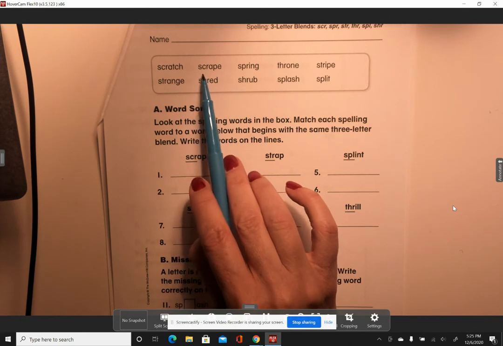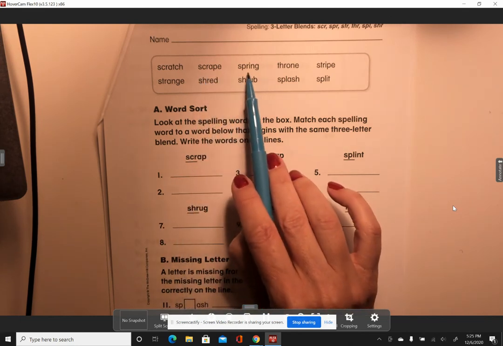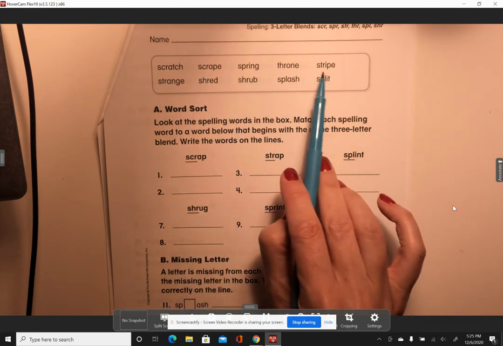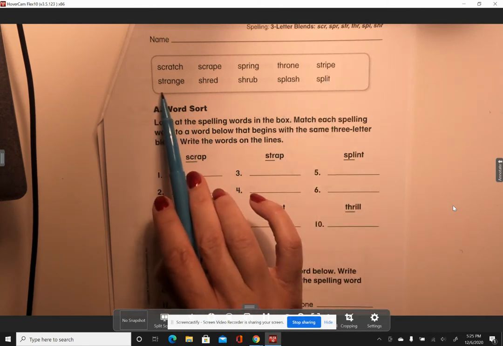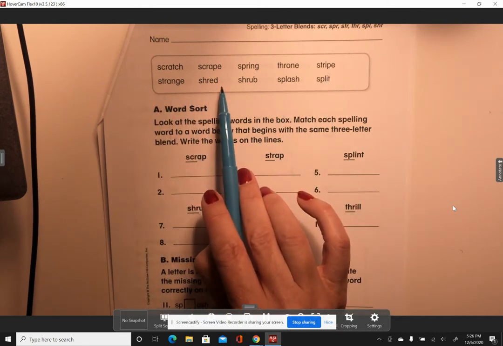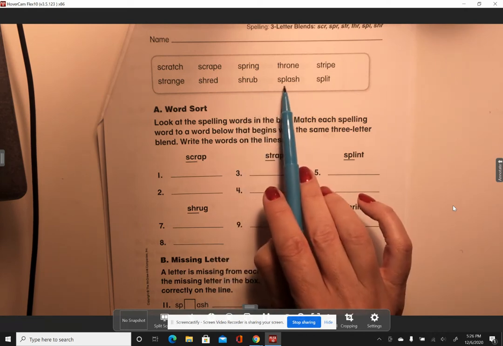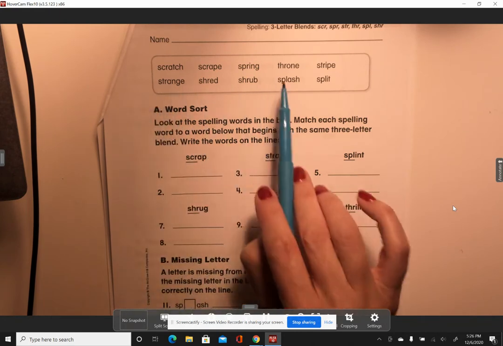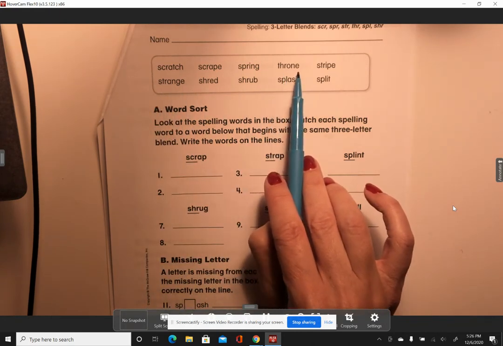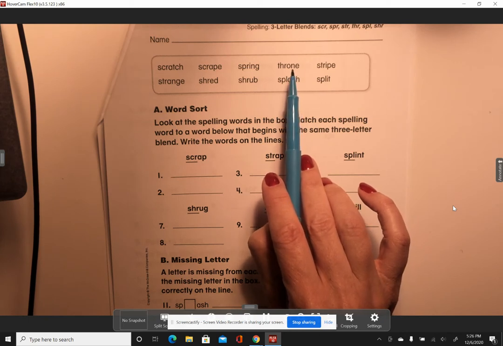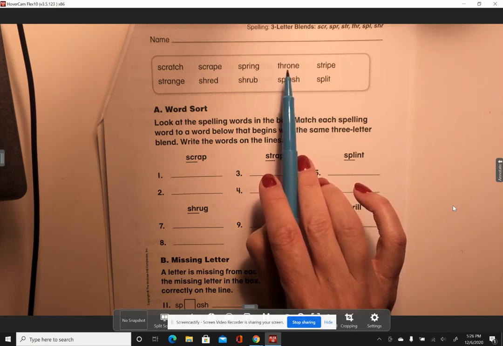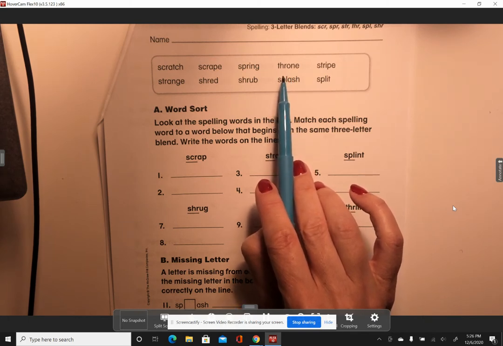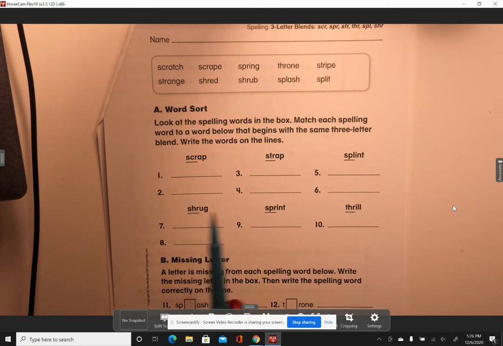Scratch, scrape, spring, thrown, stripe, strange, shred, shrub, splash, and split. Now, this word here, thrown, that is the kind of throne that a king or queen sits on. They sit on their throne. It's not thrown like something you do with a ball, okay? It's a different meaning for that spelling of the word throne.